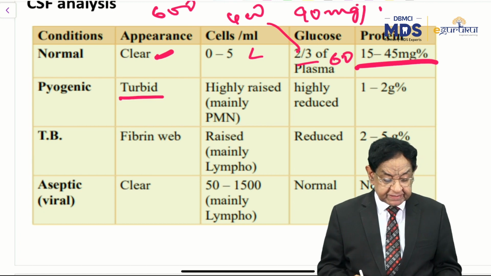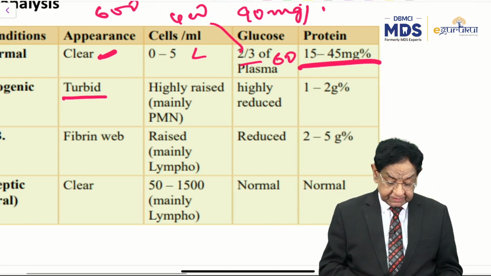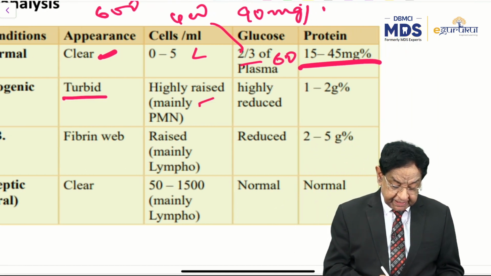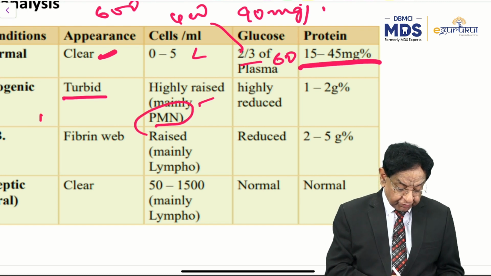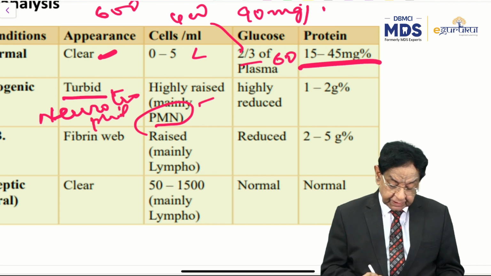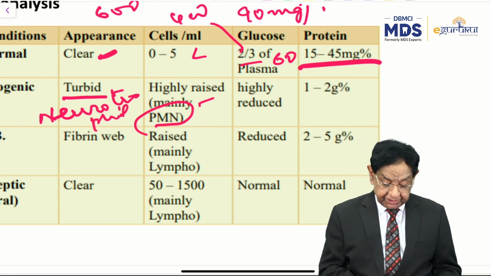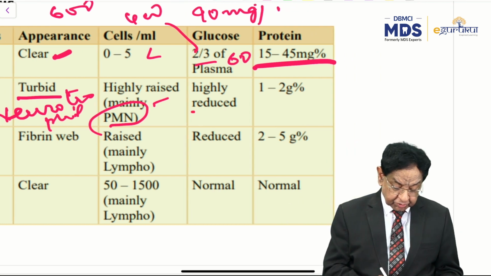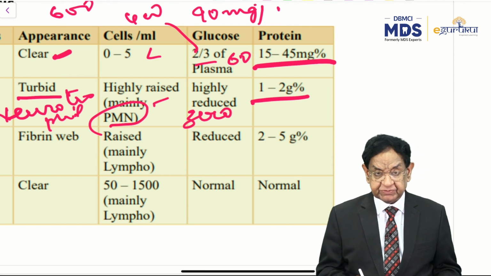It is turbid. Cell count is highly raised and they are mainly polymorphs, that is, neutrophils. Sugar is highly reduced, it may be near zero also. Protein is slightly increased, 1 to 2 gram.